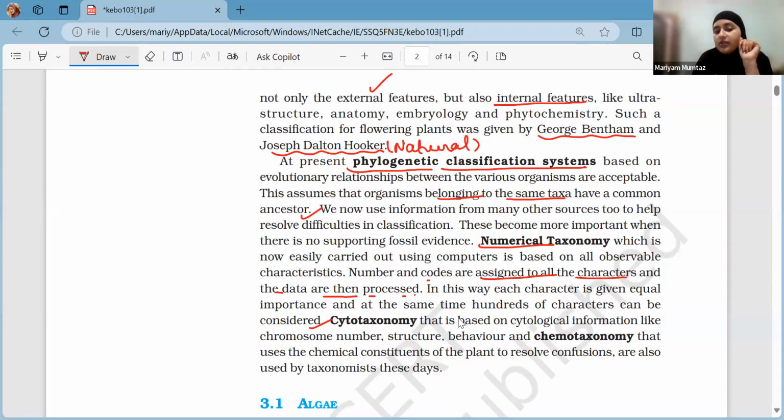The second was cytotaxonomy. This is based on the cytological information. See, the word cyto refers to the cell. The information of the cell is cyto. So cytotaxonomy means how many chromosome numbers are there, what is the structure of the chromosome, the behavior of the chromosome, all of these, everything related to the cell will answer many things about us. Initially, the first thing it will answer is whether the organism is eukaryotic or prokaryotic, isn't it?